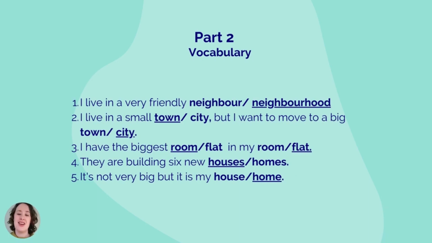Now let's check our answers. Number 1, I live in a very friendly neighborhood. Number 2, I live in a small town, but I want to move to a big city. Number 3, I have the biggest room in my flat. Number 4, they are building 6 new houses. And number 5, it's not very big, but it is my home. Remember to make a note of any that you got wrong or found difficult.